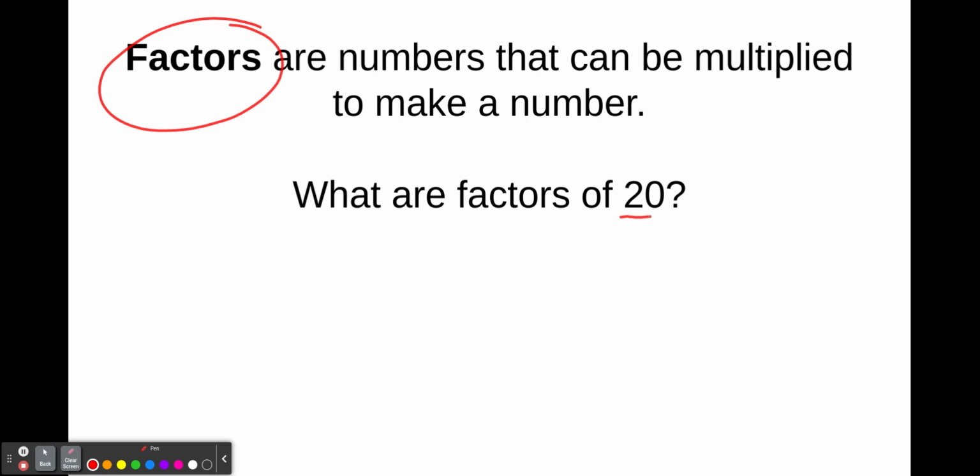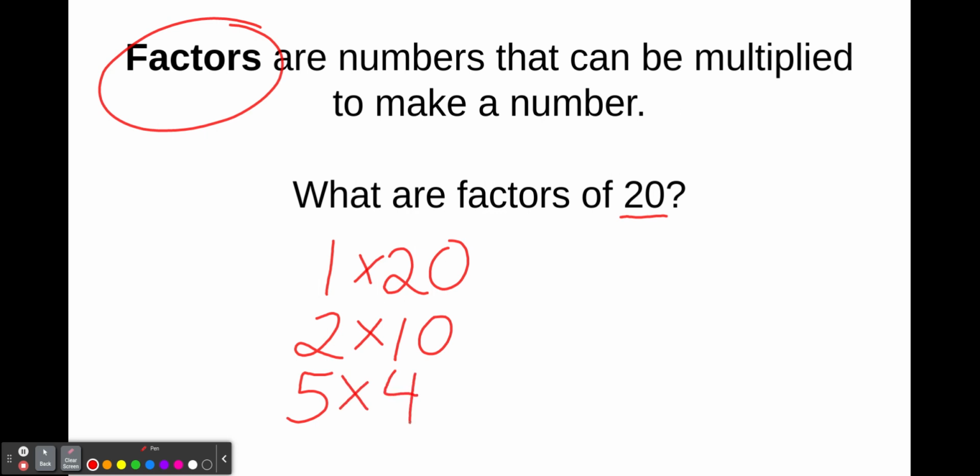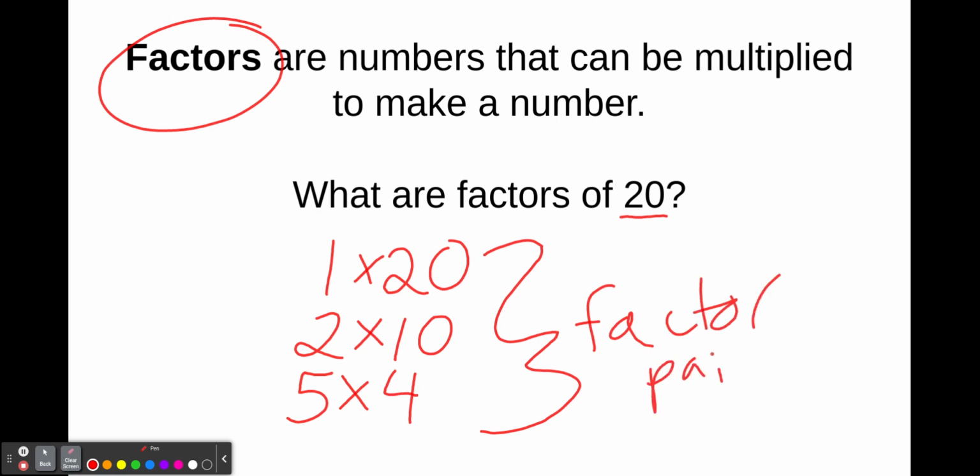For example, think about the number 20. What are some multiplication sentences you can think of that'll give you an answer of 20? For example, 1 times 20 will equal 20. So this is a factor pair of 20. I can also do 2 times 10 because, again, 2 times 10 will give me 20. Can you think of any more? Another factor pair that can give me 20 is 5 times 4. I call these factor pairs, and each one of those numbers is a factor of 20.